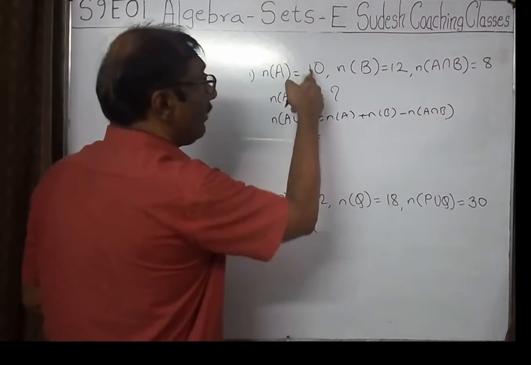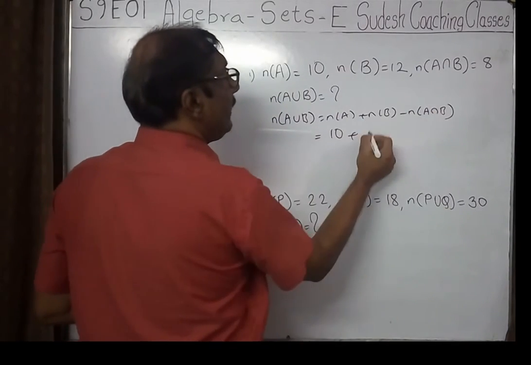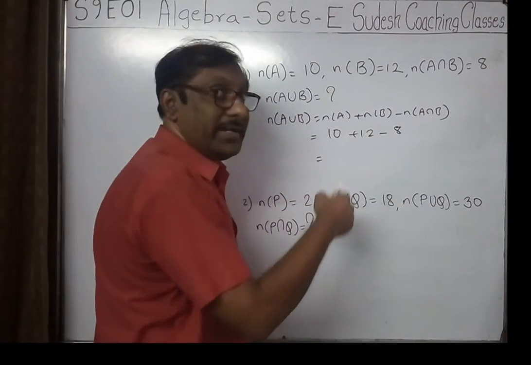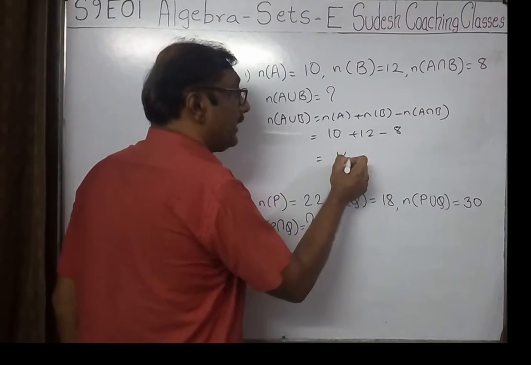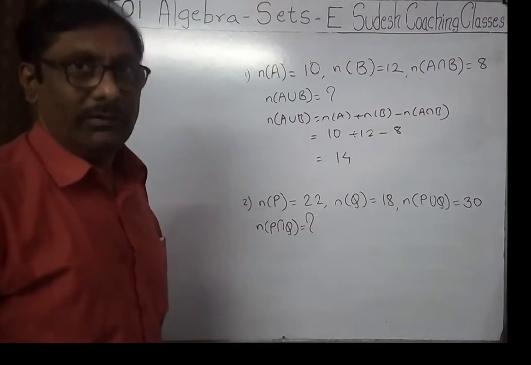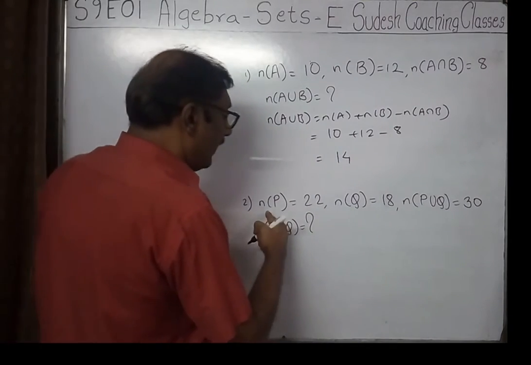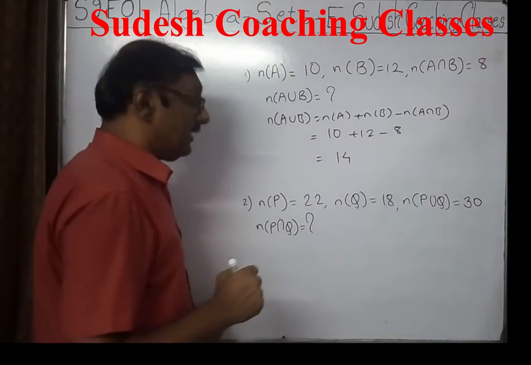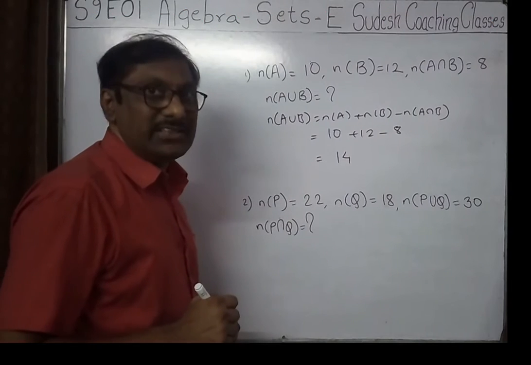B. Yes. What is N of A? 10. What is N of B? 12. What is N of A intersection B? 8. Calculate this. The answer is 14. Right? Now let's go to the second sum. N of P is 22, N of Q is 18, N of P union Q is 30. Find N of P intersection Q.